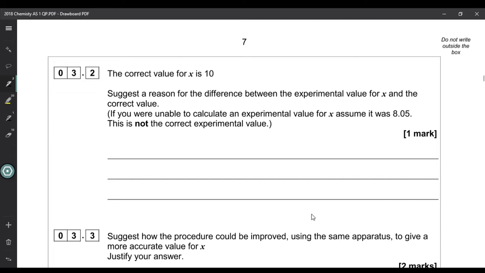So where we assumed the difference in mass accounted for all the water that was gone, if the mass after heating still contained some water, we didn't have as big a mass difference as we thought we should, and therefore we got a smaller value for x. So the answer for this is we didn't evaporate all the water.